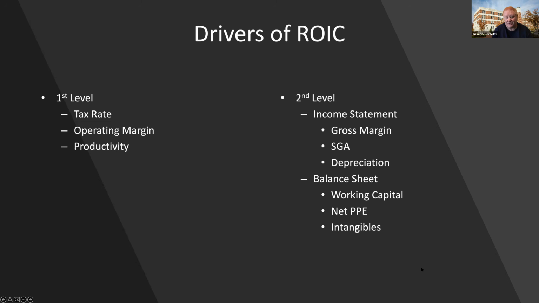Productivity is coming from the balance sheet. What are the drivers of productivity in the balance sheet? Changes in working capital, PP&E, and intangibles. Those become the drivers of productivity from the balance sheet. Okay, so first level drivers, second level drivers, explain all of that in an ROIC tree.